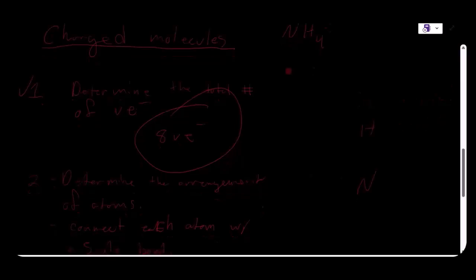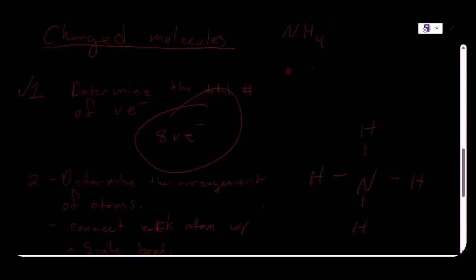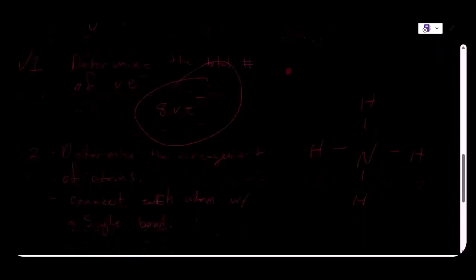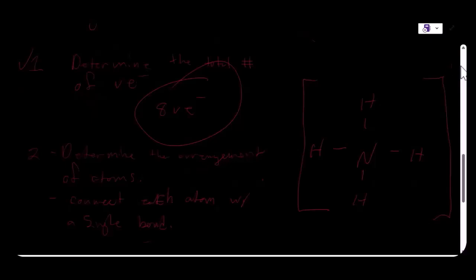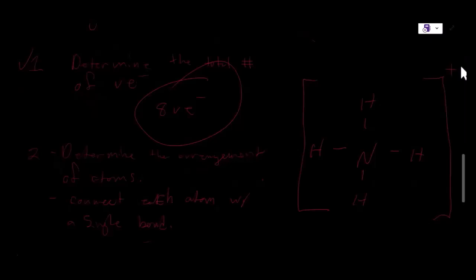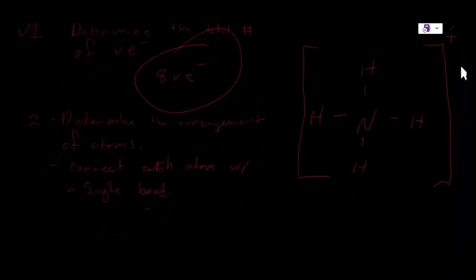So we can connect each hydrogen to the nitrogen with a single bond. When we do this, we use up all the valence electrons in the bonds. We have 2, 4, 6, 8. So the structure is complete. And to account for the positive charge, put brackets around the structure and put a positive charge on the upper right hand corner. So at this point, we don't have to go on to step 3 because the requirements are satisfied for the Lewis structure.